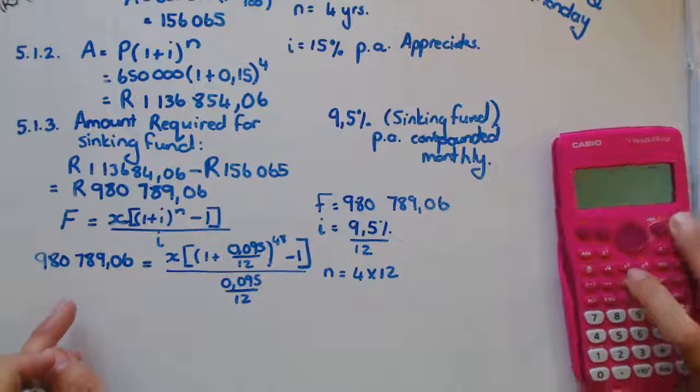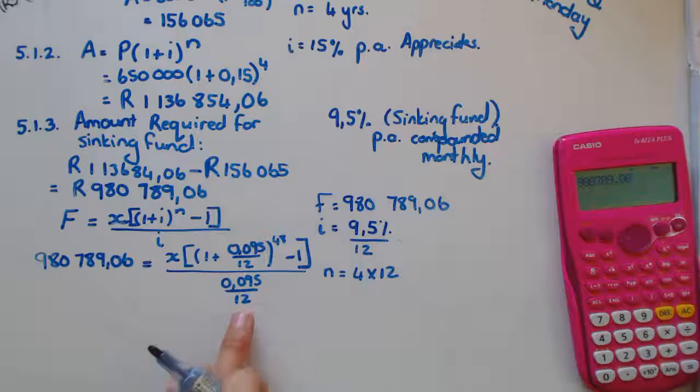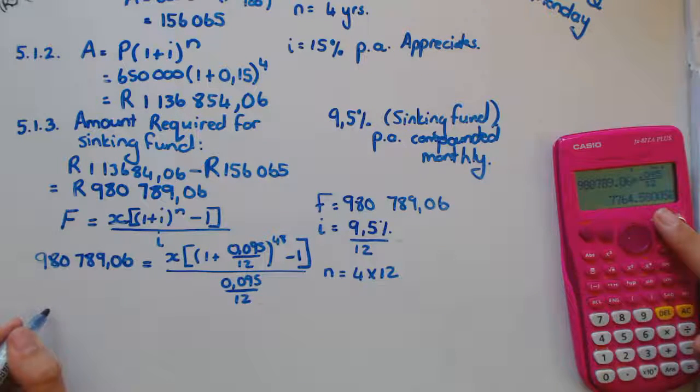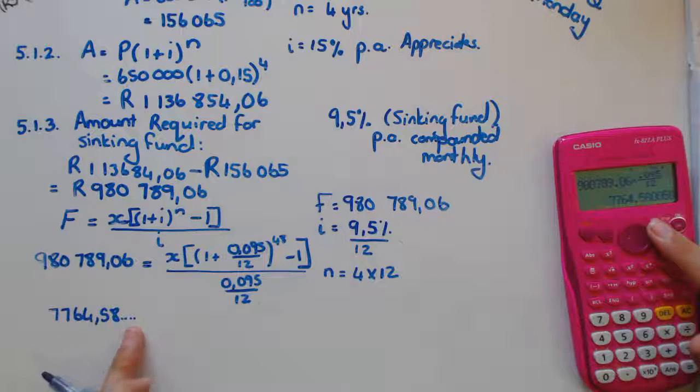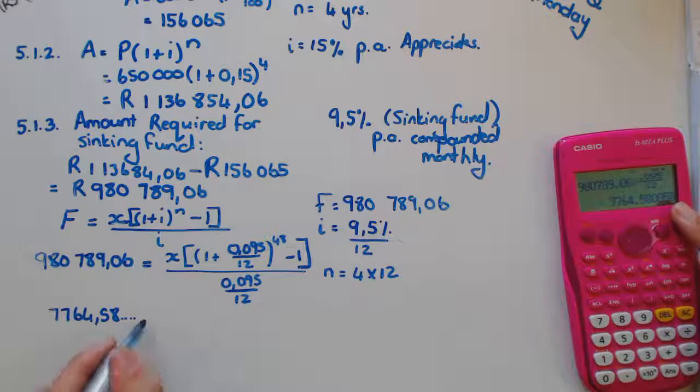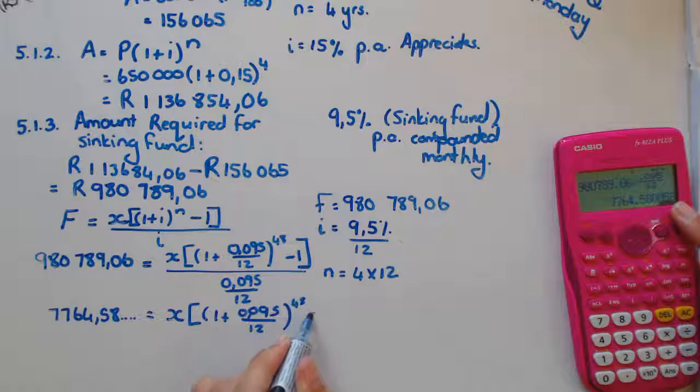Okay. So I'm going to just multiply this both sides. So I'm going to take that 98789.06 and I'm going to multiply it with 0.095 over 12, and then it gives me this 7764.58. I'm going to keep this, I make these dots to show that I just keep this number on my calculator. Please don't round off until you are finished with the whole question. 1 plus 0,095 over 12 to the power of 48 minus 1.